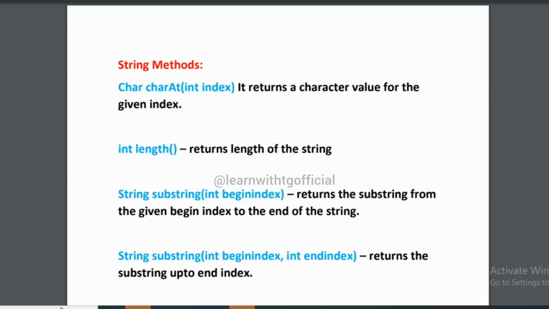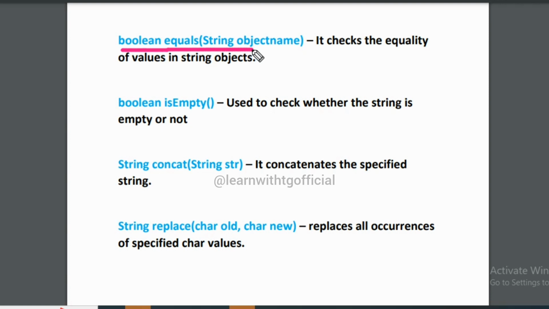String methods. In Java, we have the following string methods. First one, char charAt(int index), which returns a character value for the given index. The int length method returns the length of the string. String substring(int beginIndex) returns the substring from the given begin index to the end of the string. Next one, String substring(int beginIndex, int endIndex), which returns the substring up to the end index. Boolean equals(Object name) checks the equality of values in the string objects.